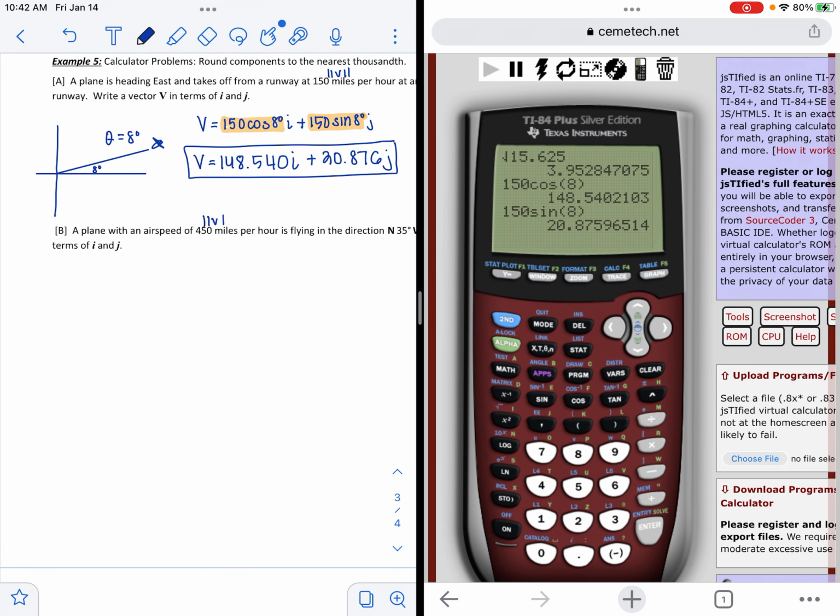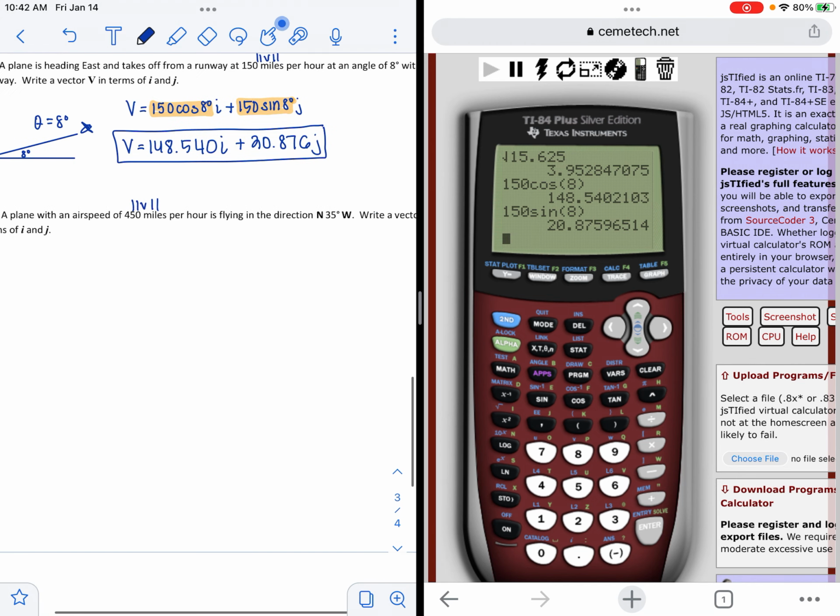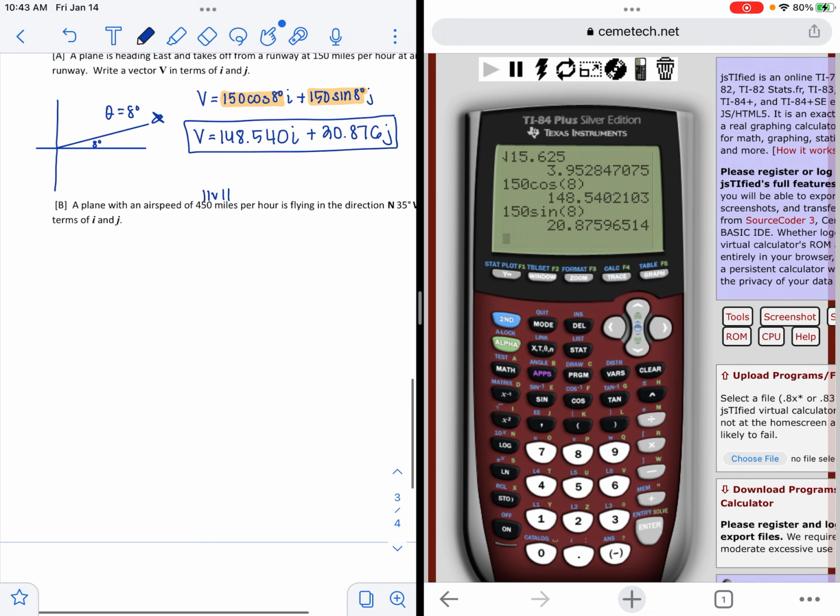All right, one more. A plane with an airspeed of 150 miles per hour, magnitude, is flying in the direction of north 35 degrees west. Write a vector v in terms of i and j. So let's see what that direction angle is. Never eat soggy Wheaties. All right, north towards the west, 35 degrees. So about there-ish, 35 degrees. Theta is this angle right here, where this is 90. 90 plus 35 is 125.